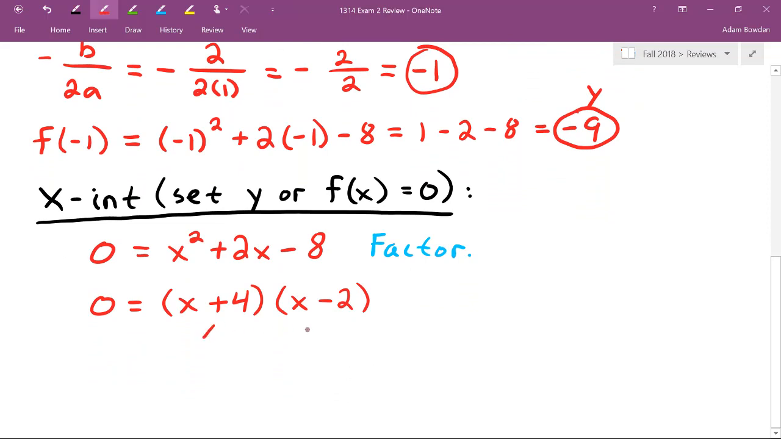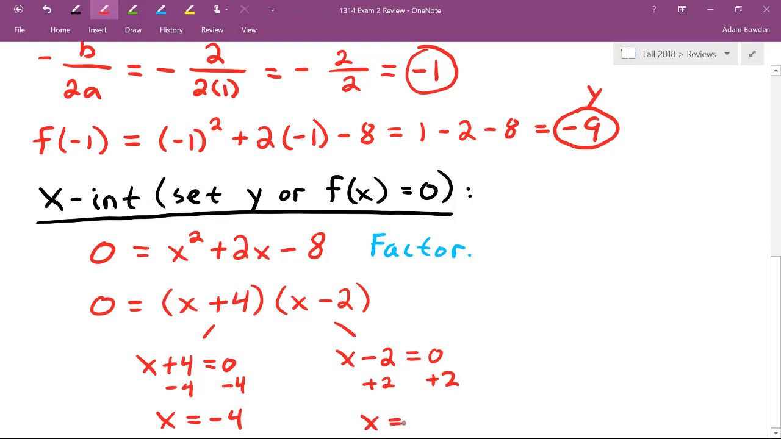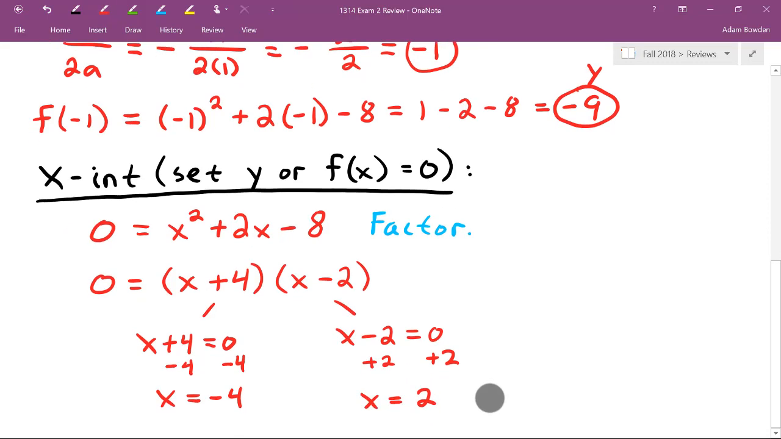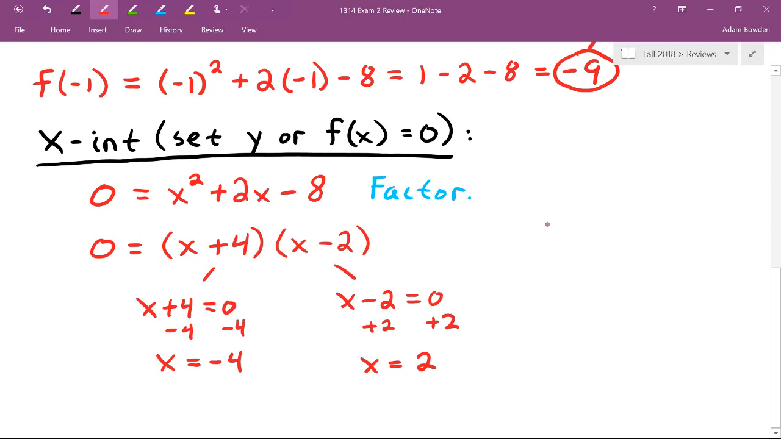And then once you factor, you take each factor, set each factor equal to 0, and solve for x. Here we can subtract the 4, x equals negative 4. Here we'll add the 2 and have x equals 2. And so our two x-intercepts are the points negative 4 comma 0 and 2 comma 0.